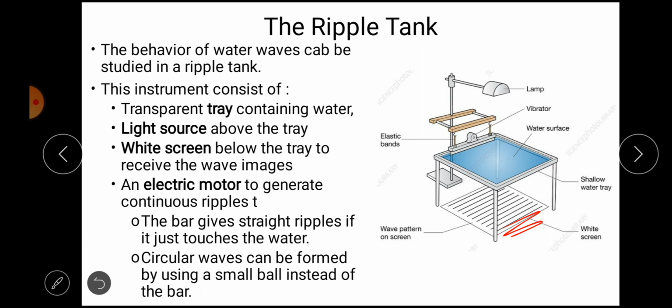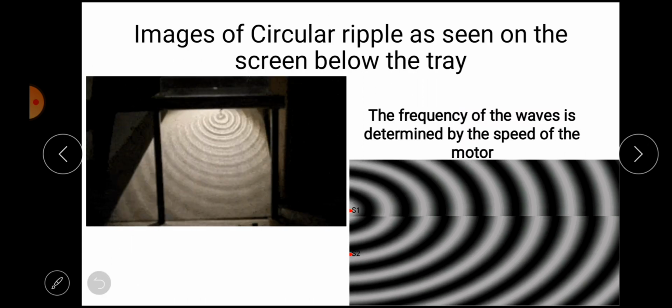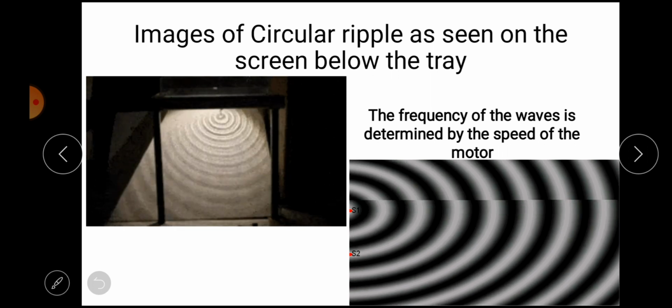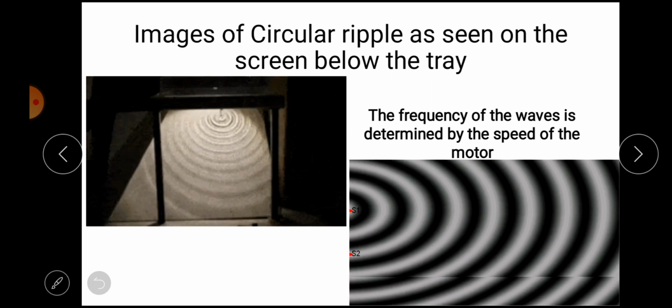And then we also have an electric motor which is used to generate continuous ripples. Either we put a bar that gives straight ripples when it touches the water, or we use a small ball which gives circular waves when it touches the water surface. So here is what happens. Images of circular ripples as seen on the screen below the tray.